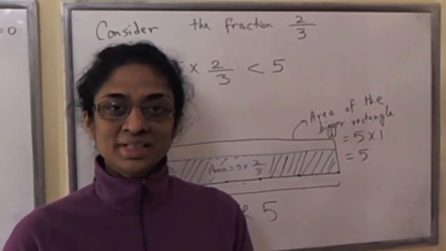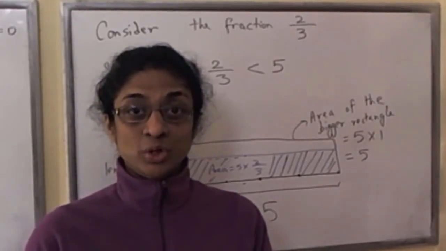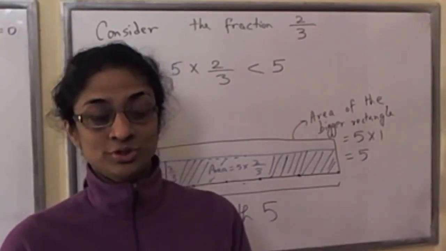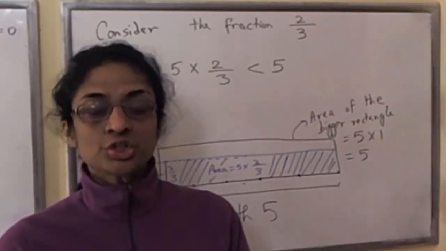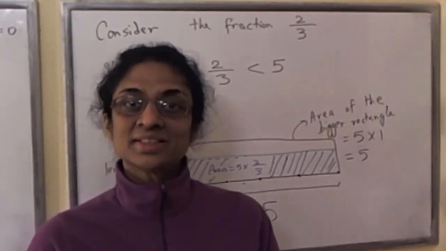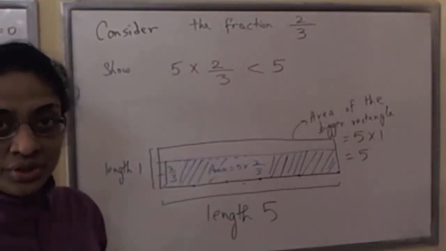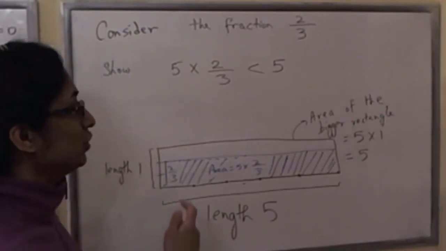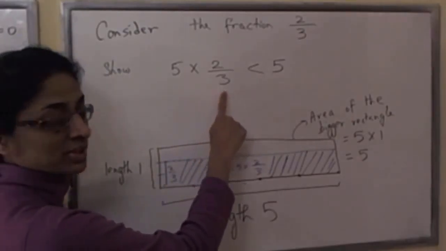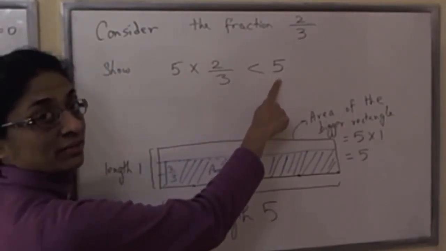Hi, today let's use our knowledge about product of fractions and also about area of rectangles to draw a few conclusions. Let's get started with an example. Consider the fraction 2/3.